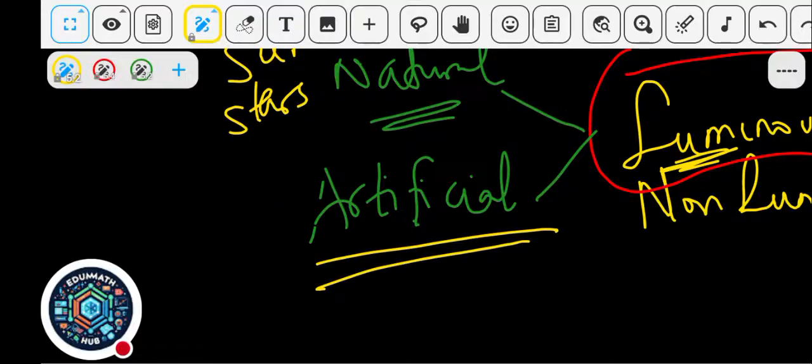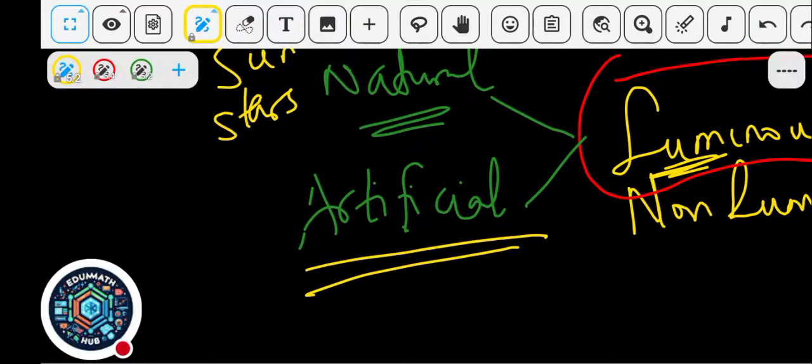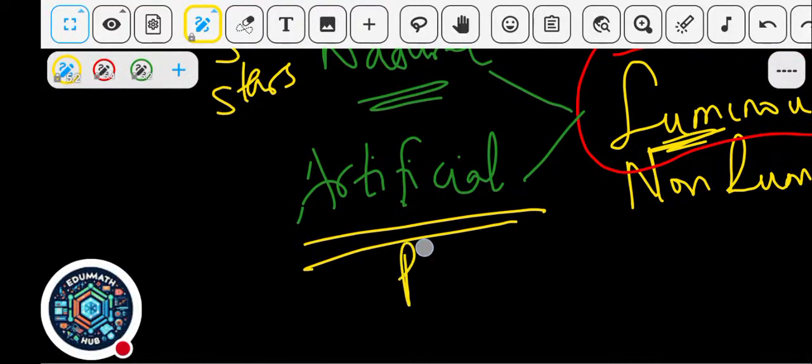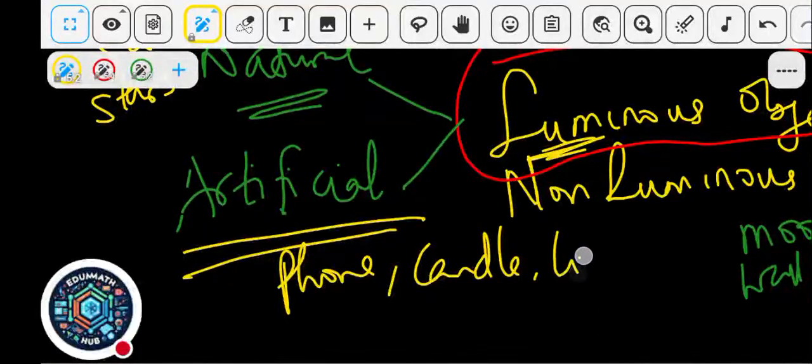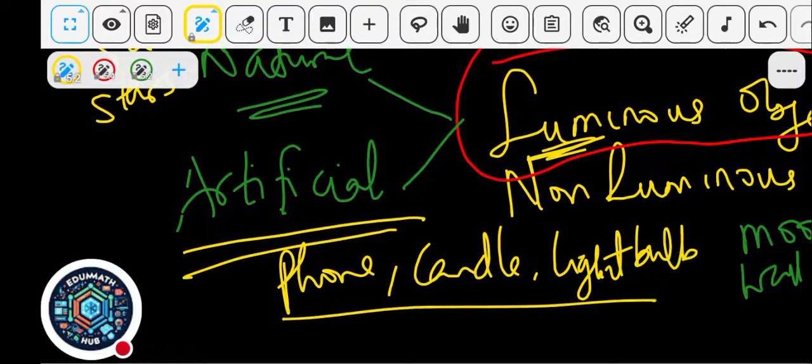Okay, so the next example of a luminous object that is man-made is a phone. Your phone is made by man. It's not natural, but it gives out light. You also have a candle. Apart from a candle, you have a light bulb. These three here are artificial, but they are luminous. They give out light, but they are made by man. So keep all this in mind.